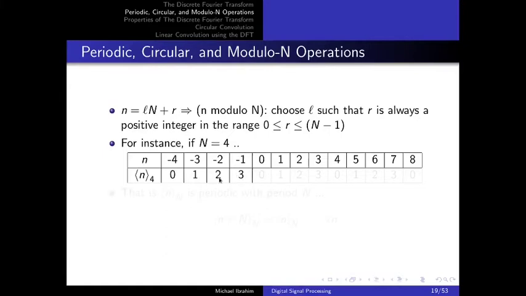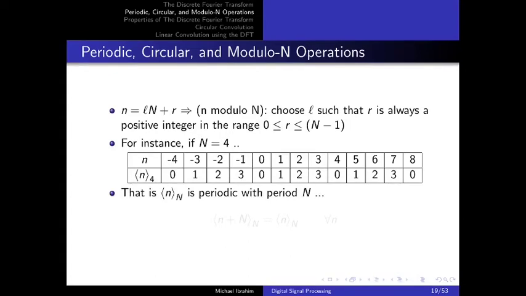And if you keep going, minus 1 modulo 4 is 3. 0 modulo 4 is 0. 1 modulo 4 is 1, and so on. So you can see that the modulo operation is actually periodic. As you can see over here, minus 4 modulo 4 is 0. 0 modulo 4 is 0, 4 modulo 4 is 0, 8 modulo 4 is 0. It's basically saying that 8 has 2 complete cycles of 4 plus r, which is 0. So computing the modulo operation is actually looking for this r.